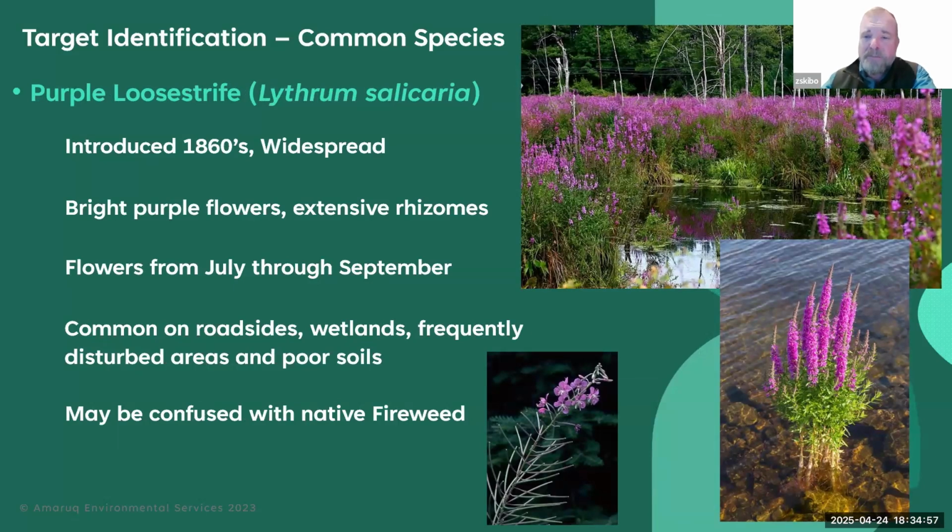It's got very extensive rhizome systems, so those are the reproductive structures underground. This one flowers from July through September. It's very common on roadsides, wetlands, frequently disturbed areas, also poor soils.